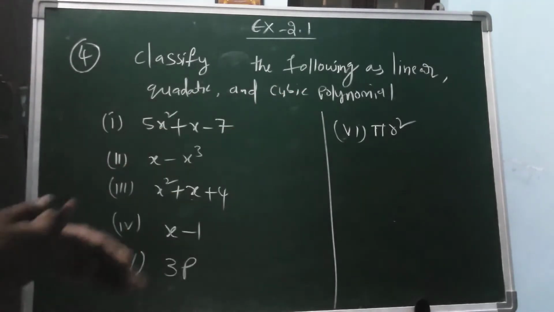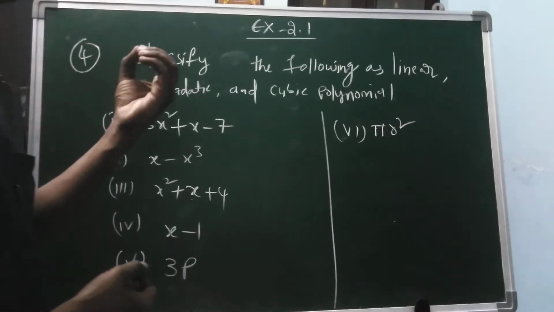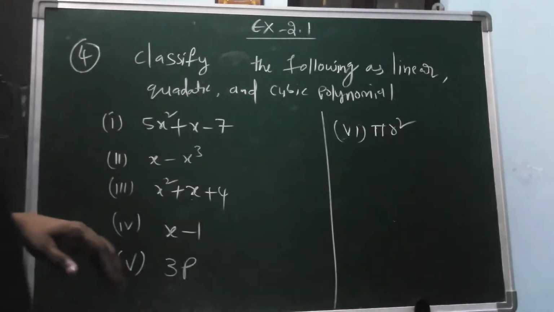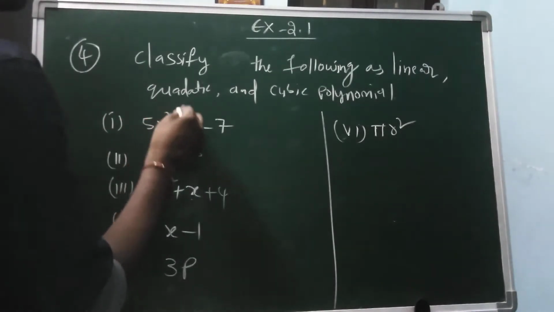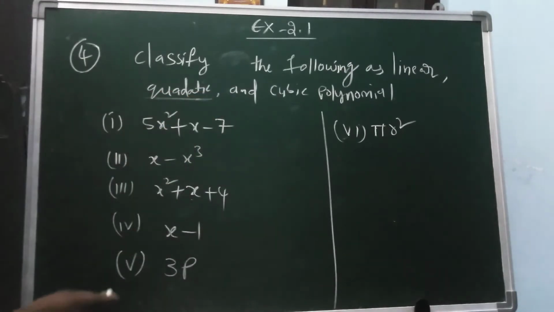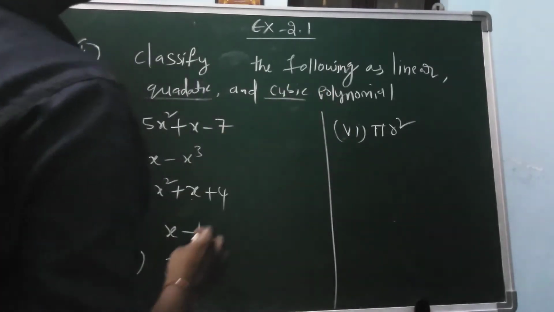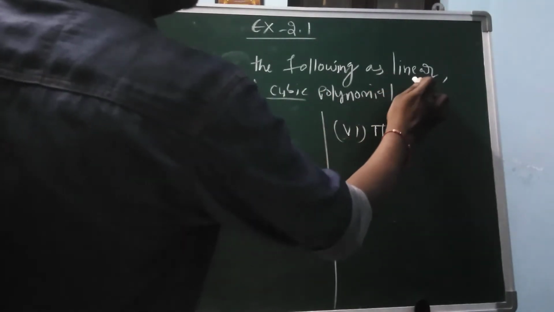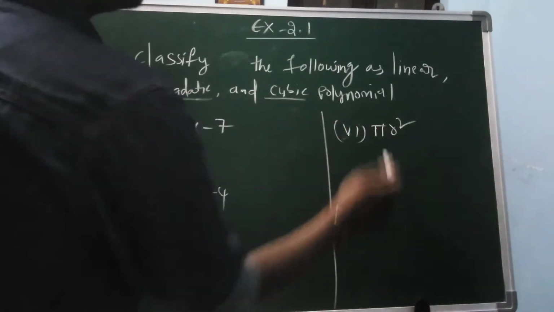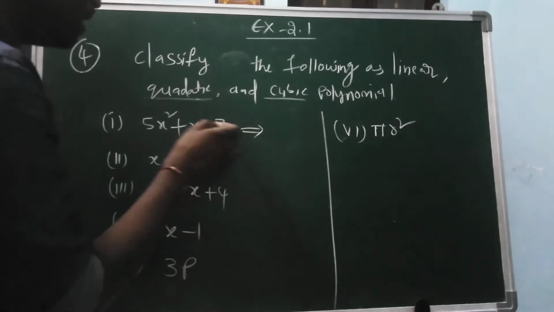You know very well which polynomial is linear. If the highest degree, the power, is 1, it is called a linear polynomial. If the highest degree is 2, it is called a quadratic polynomial. If the highest degree is 3, it is called a cubic polynomial. Degree 1, linear polynomial; degree 2, quadratic polynomial; degree 3, cubic polynomial. So which type is each problem?